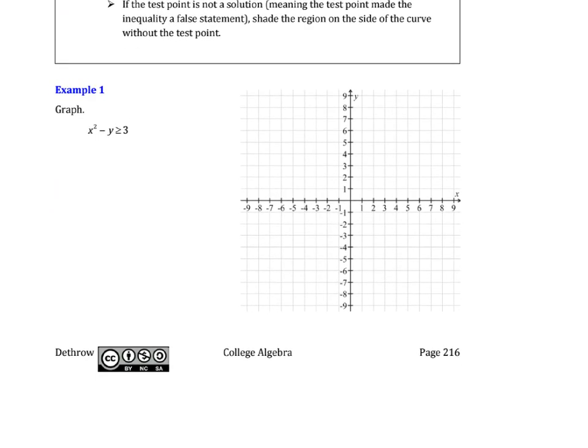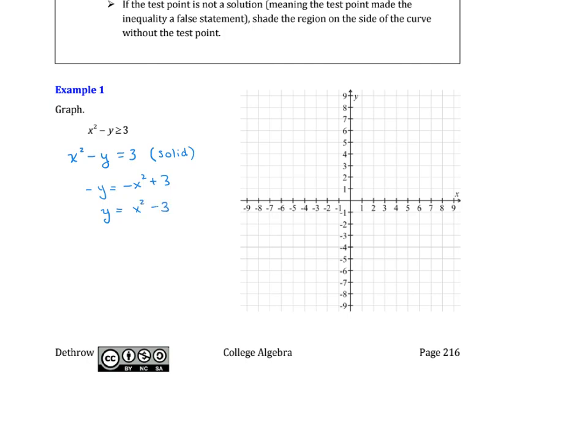So let's look at x squared minus y is greater than or equal to 3. And because this has an equal bar on it, it's greater than or equal to, we're going to make this a solid curve when we graph it. So negative y equals negative x squared plus 3 if we subtract x squared from both sides. Now let's divide both sides by negative 1.